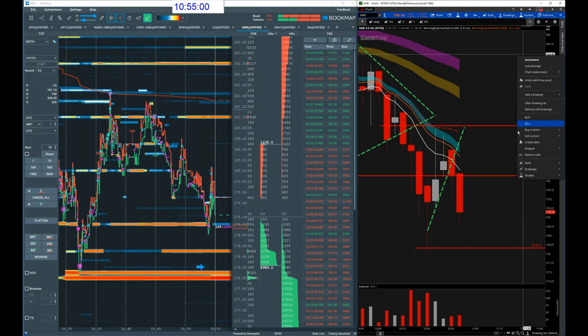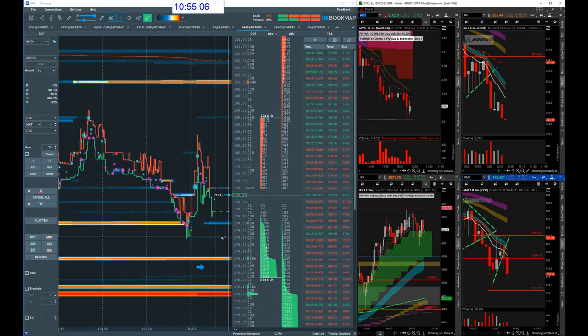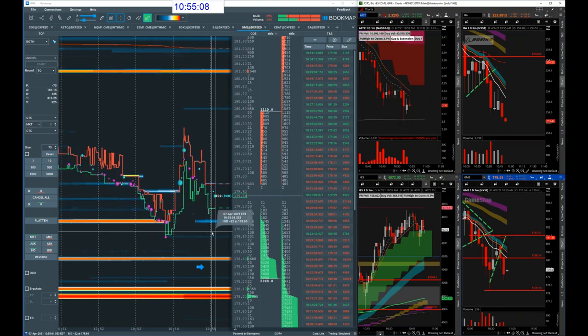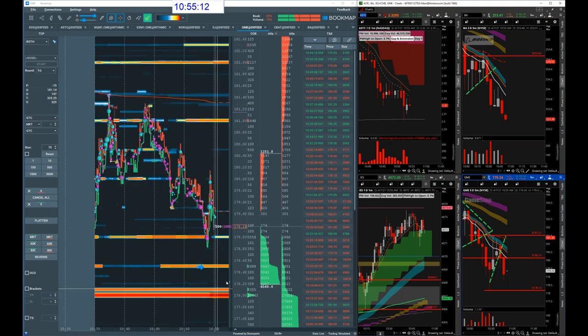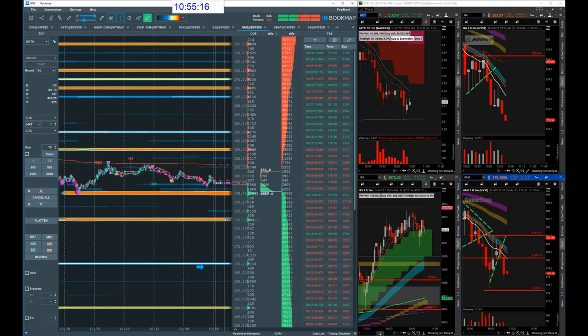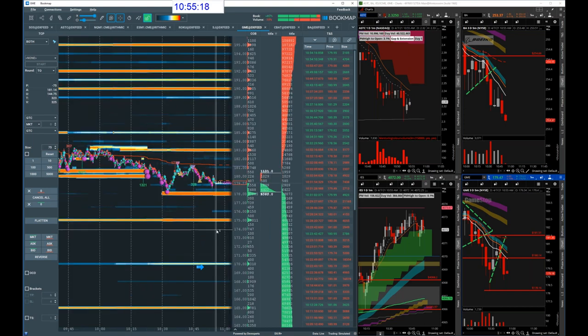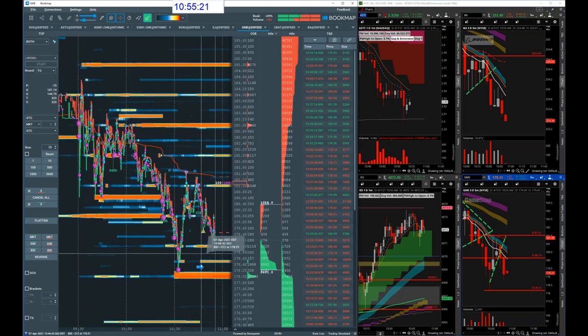Okay, 179 seems like it's going to collapse over here. Why I say that? Because I don't see any kind of big support, okay? I don't see any kind of big buyers. The majority of the buyers are at 178. Below 178, we go directly to 175. Okay, so that would really be our big trade, okay?